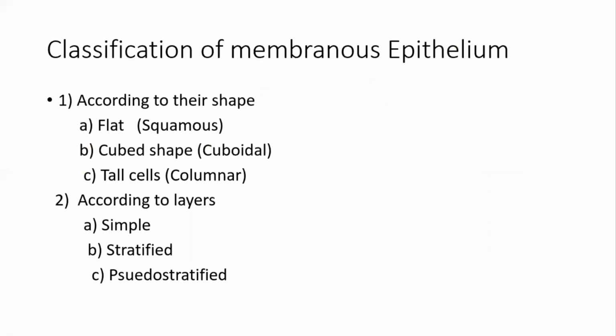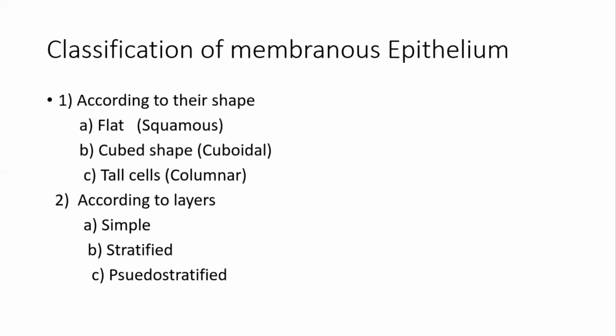Now, classification of membranous epithelium. In this video, we are not going to focus on glandular epithelium, but only on membranous epithelium. Epithelium is divided into types according to their shape. If they are flat, they're called squamous. If they're cube shaped, they're called cuboidal. And if they're tall and long, they're called columnar. This is according to their shape.